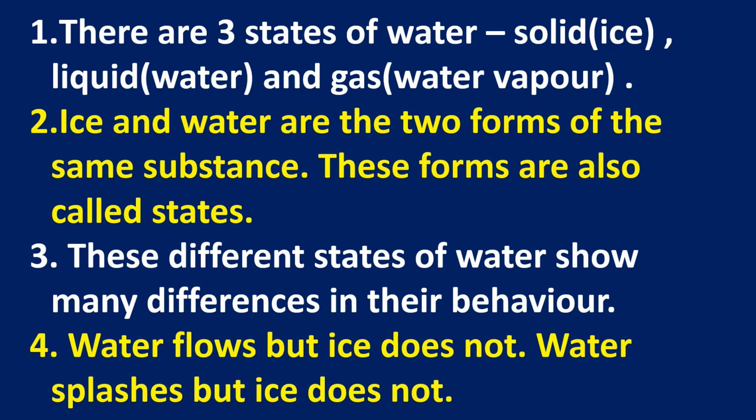These different states of water show many differences in their behavior. Water flows but ice does not. Water splashes but ice does not. So there is a difference in their behavior. And what is the difference? If we take water and ice, water flows but ice does not flow. Water splashes but ice does not splash.